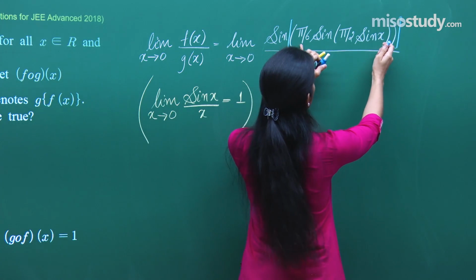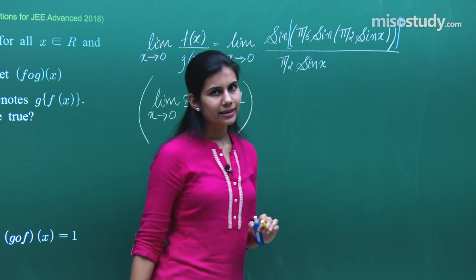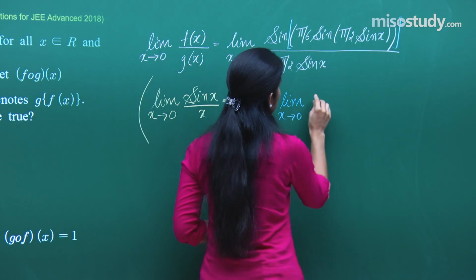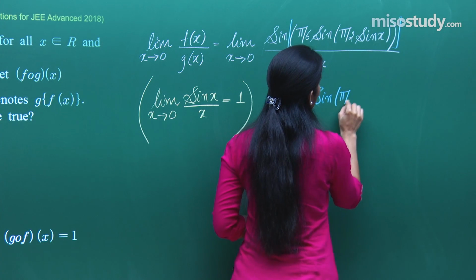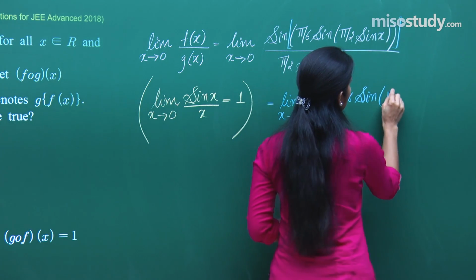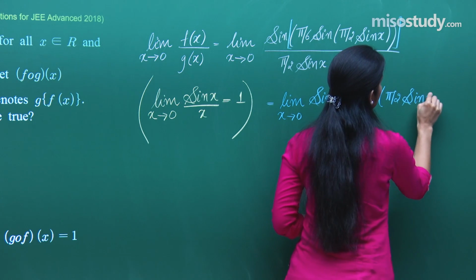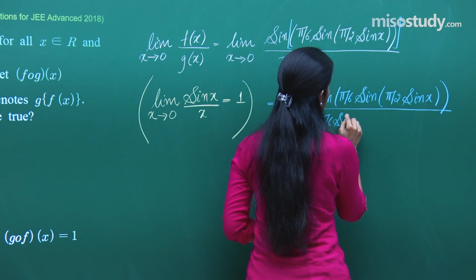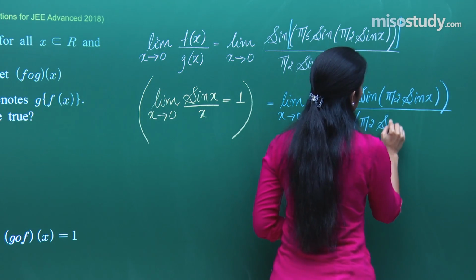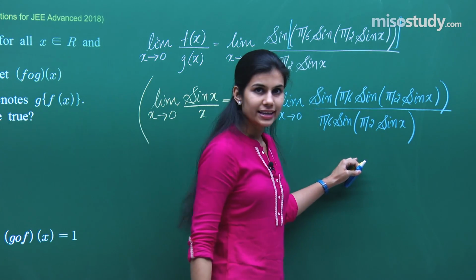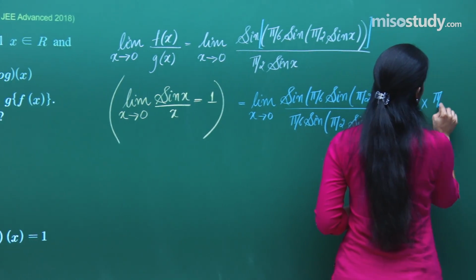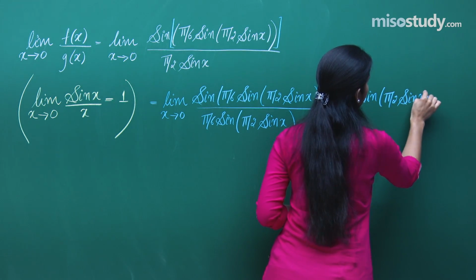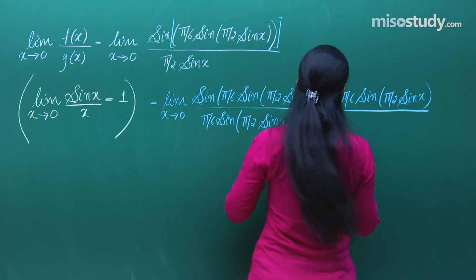But to divide this expression by this argument, I will have to multiply also by the same thing. So I can just modify this as sine of pi by 6 sine of pi by 2 sine x, whole upon pi by 6 sine of pi by 2 sine x. Okay, so I've divided by the argument. Now I'm going to multiply by the argument. And what was there in the denominator is there.